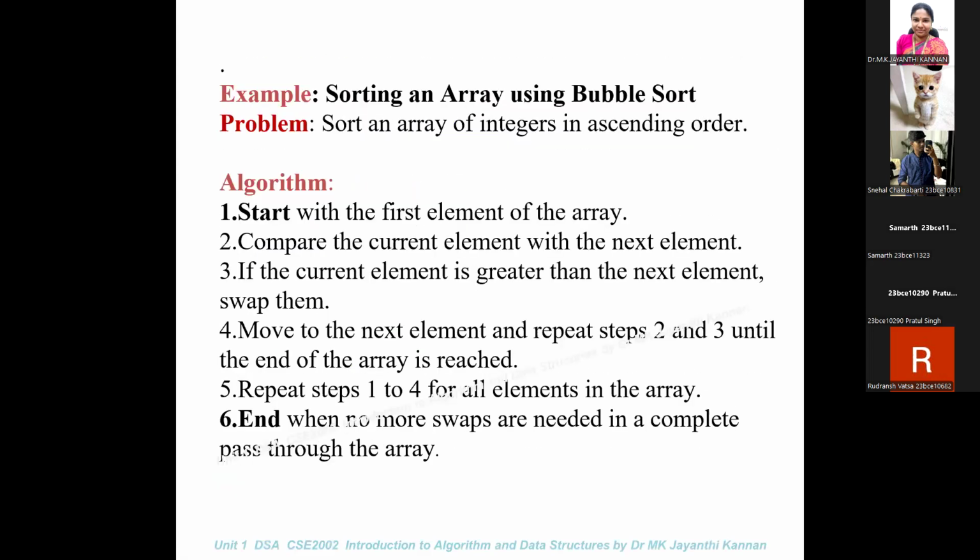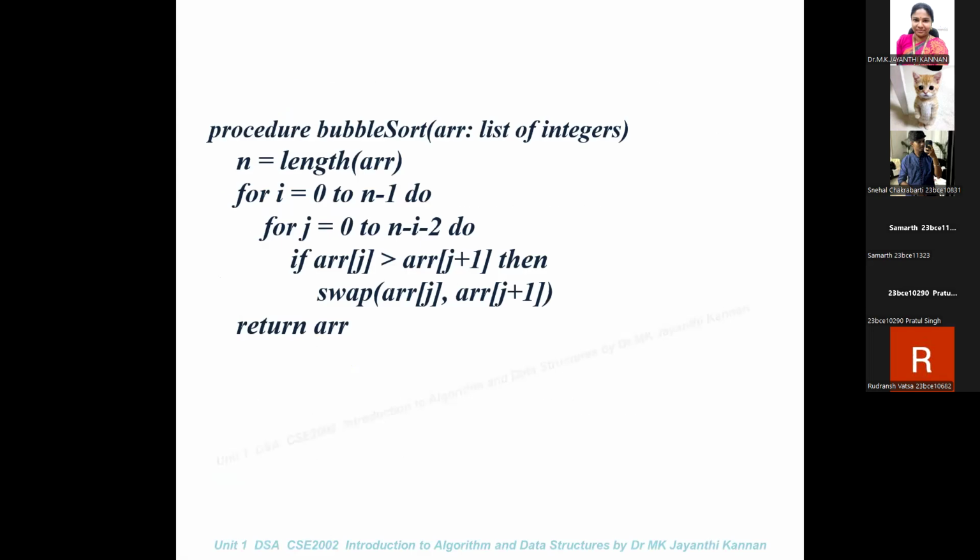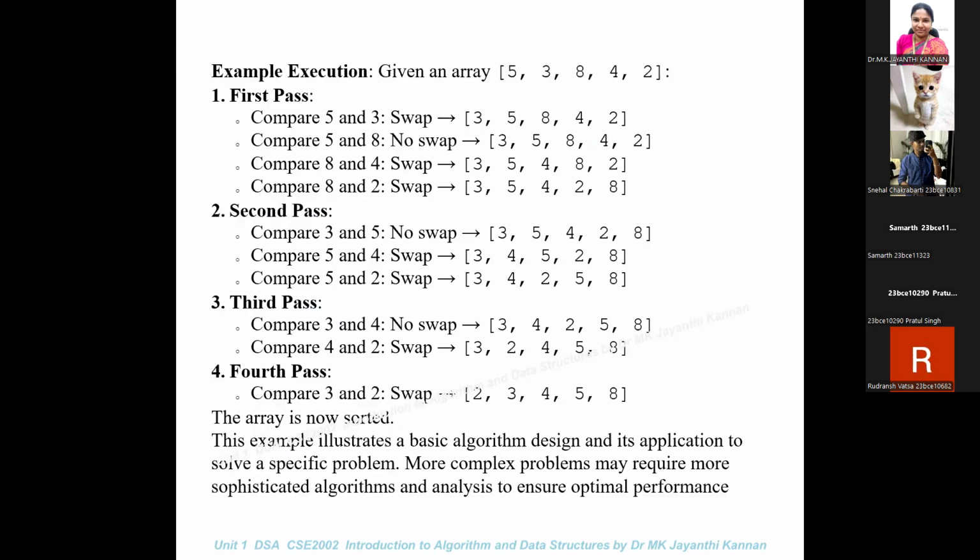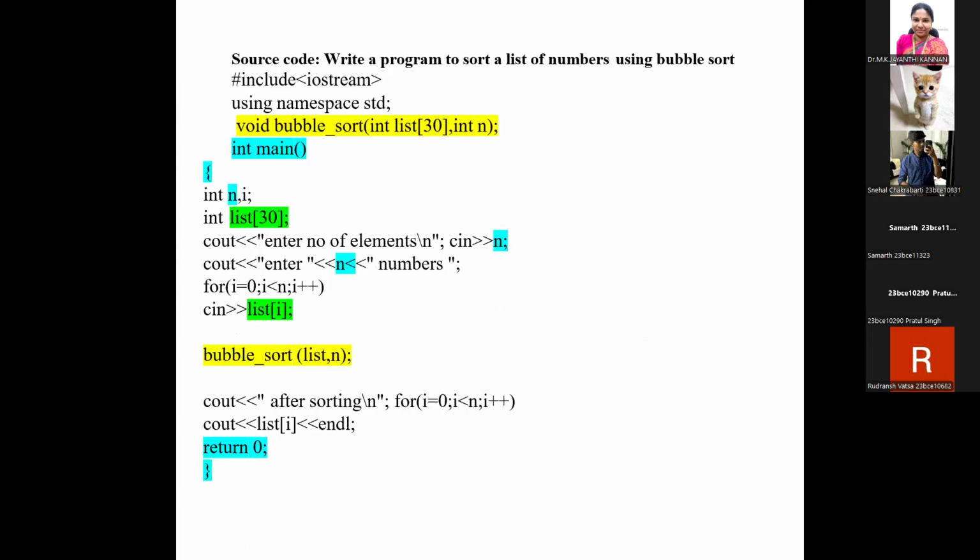Your aim is to sort an array of given numbers using bubble sort. So these are the algorithmic steps. Then this is the pseudo code. We'll read the array. Then for loop i equal to 0 to n minus 1 and j equal to 0 to n minus 2. Compare the first element with the second element. If the first is greater and the second is smaller, then swap. So how the iterations are happening in this bubble sort is explained.